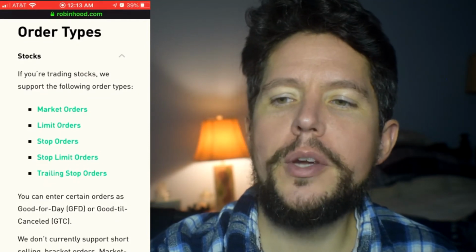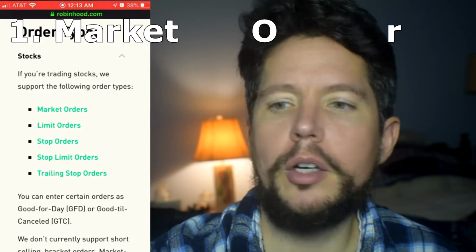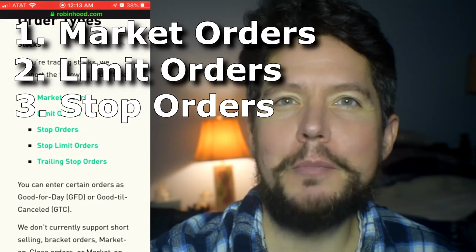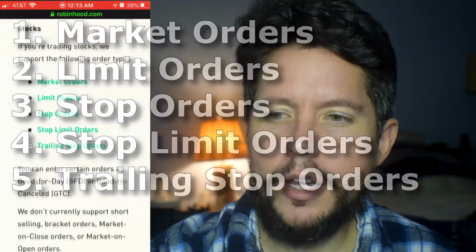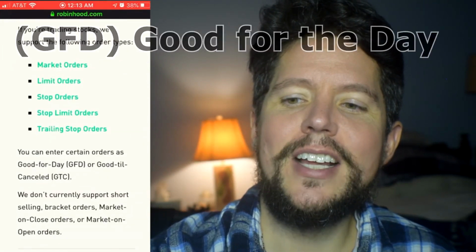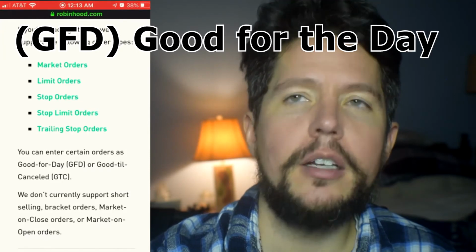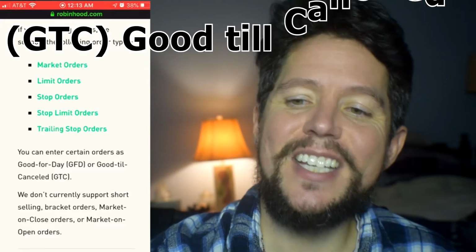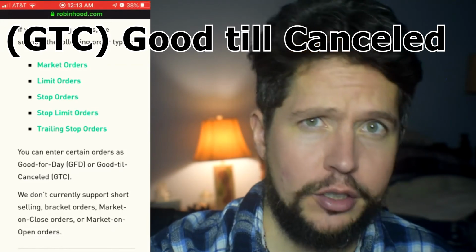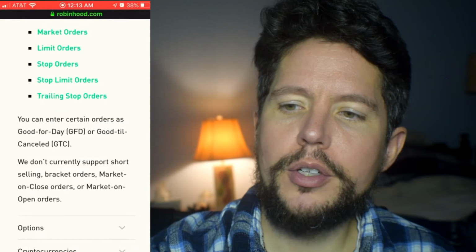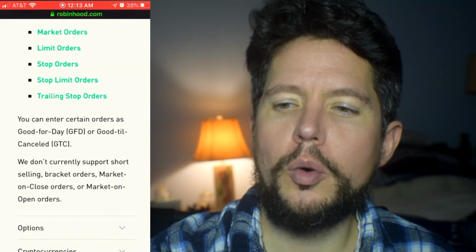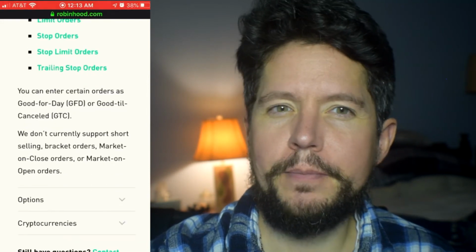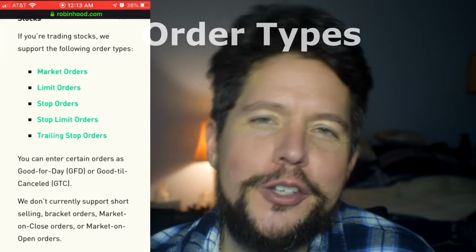If you're trading stocks, we support the following order types: market orders, limit orders, stop orders, stop limit orders, and trailing stop orders. You can enter certain orders as good for the day, GFD, or good till canceled, GTC. We don't currently support short selling, bracket orders, market on close orders, or market on open orders. So those are the 5 order types that you can do on Robinhood.